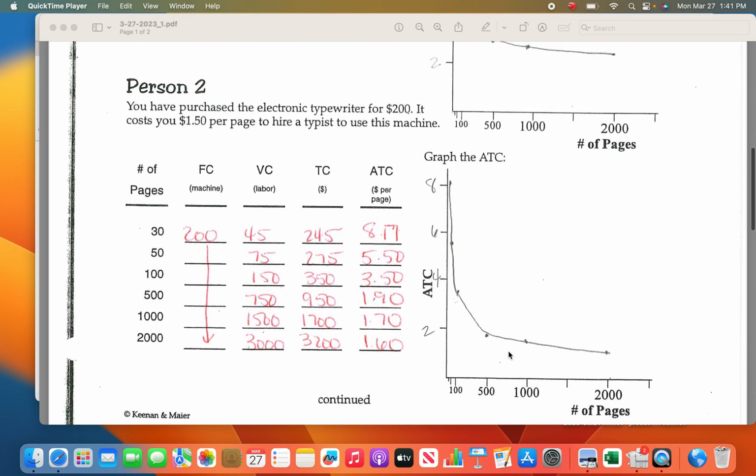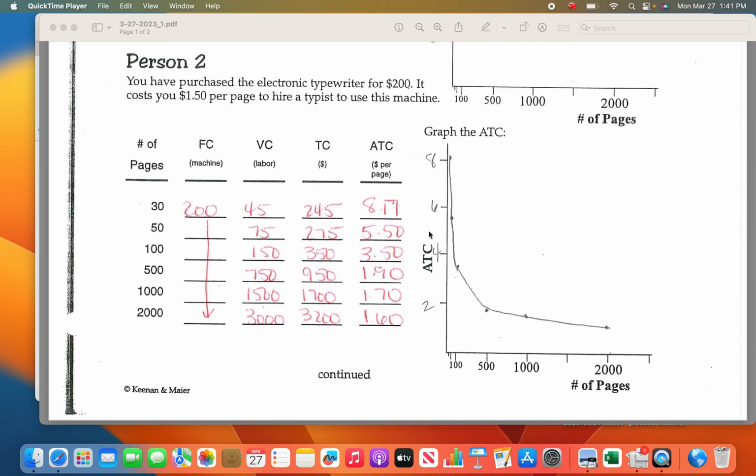If we did the same thing for the electronic typewriter, the machine or the fixed cost is $200. And so then you get your variable cost. Again, it's $1.50 per page times 30. That gives you your 45, and you do that all the way down, and you add your fixed cost plus your variable cost to get your total cost. So again, to calculate the economies of scale, we're looking at the average total cost.